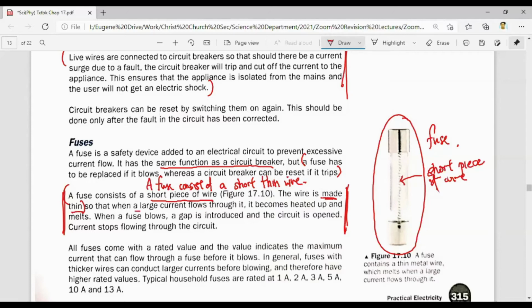So that when a large current flows through it, it becomes heated up and melts. Now imagine when it is heated up and melts, it will break. So a gap is introduced and the circuit is open. Now, why is it that the current stopped flowing through the circuit? I want you to remember to write this. It is because the high voltage terminal is disconnected from the appliance.